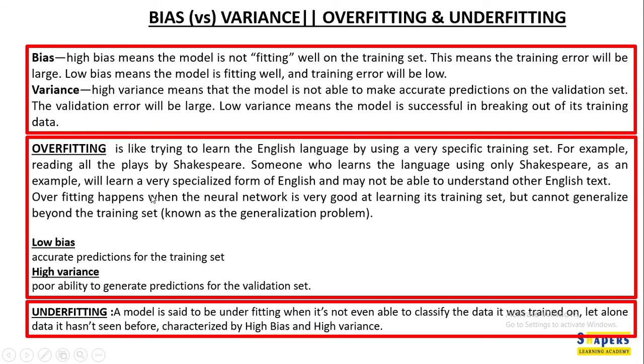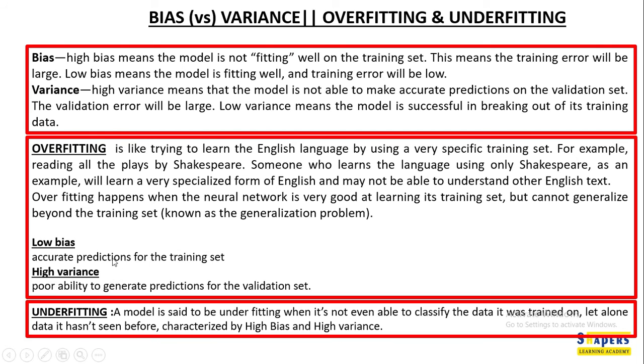The overfitting concept is something like this. Overfitting is trying to learn the English language by using a very specific training set, for example, reading all the plays by Shakespeare, as I said. Someone who learns a language using only Shakespeare as an example will learn a very specialized form of English and may not be able to understand other English text. Overfitting happens when the neural network is very good at learning its training set but cannot generalize beyond the training set. So what are the characteristics of overfitting?